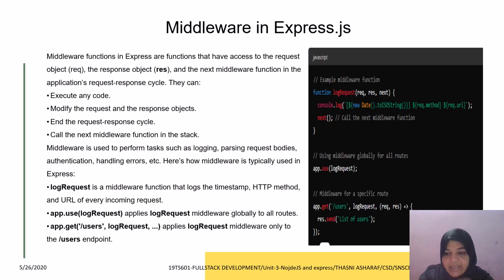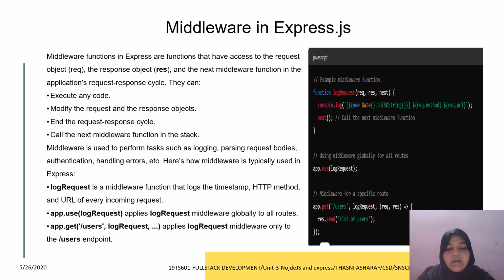Next one is middleware in Express.js. Middleware functions are functions that have access to the request object, the response object, and the next middleware function in the application's request-response cycle. They can execute any code and modify the request and response objects, and call the next middleware function in the stack. Middleware is used to perform tasks such as logging, parsing request bodies, authentication, handling errors, etc.